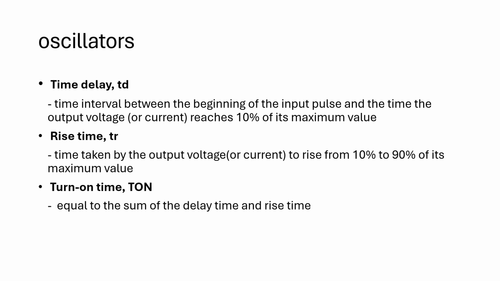So it is expected that if we have, for example, an input waveform like this, at the output side, the moment we have an input, we also have an output already. But we have what we call time delay. This is the interval between the beginning of the input pulse and the time the output voltage or current reaches 10% of its maximum value. And then when we say rise time or TR, this is the time taken by the output voltage or current to rise from 10% to 90% of its maximum value.